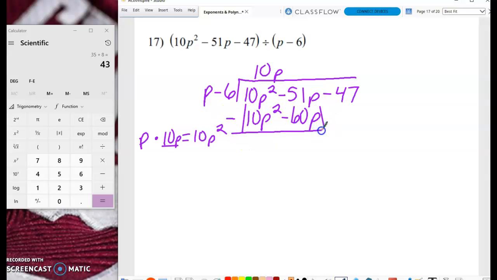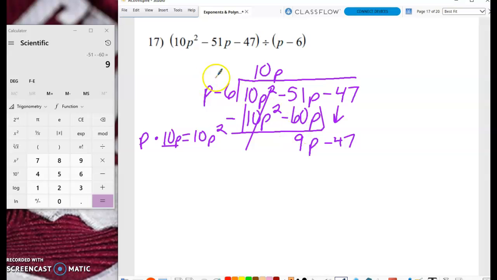These parentheses are being really weird today. So these two are always going to cancel. And then, if this troubles you, negative 51 minus 60 negative. That's positive 9. Okay, if that throws you off, use your calculator as a guide. I don't recommend it, but use it in case you are just having a moment. So this will be positive 9p. Bring down the minus 47.